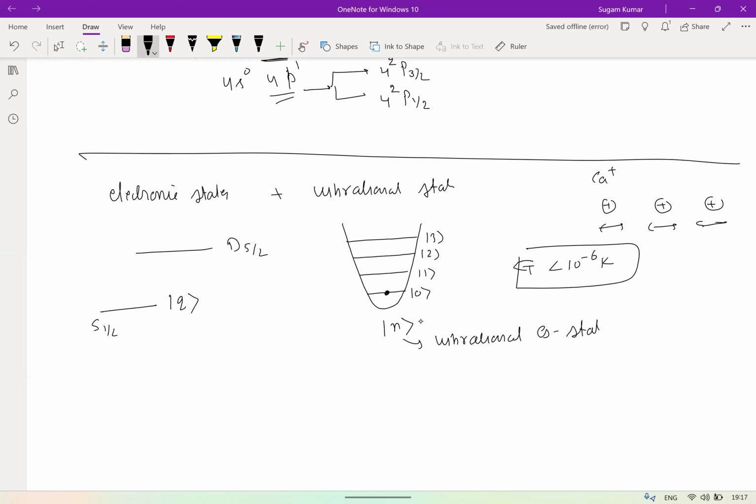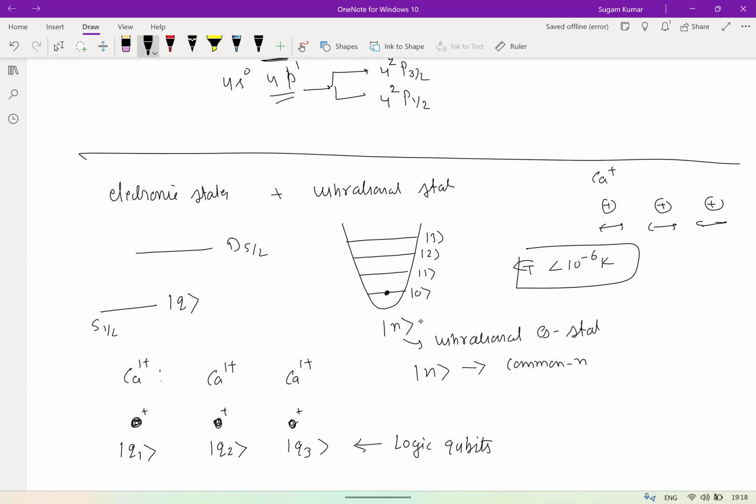So when you have one calcium ion, the corresponding qubit I can call Q1. You have a second calcium ion, and the corresponding qubit I can call Q2. Then you have a third calcium ion, and the corresponding state I can call Q3. So I am going to use these Q1, Q2, Q3 as the logic qubits. And these n states, the vibrational states, correspond to the common mode vibrational states.